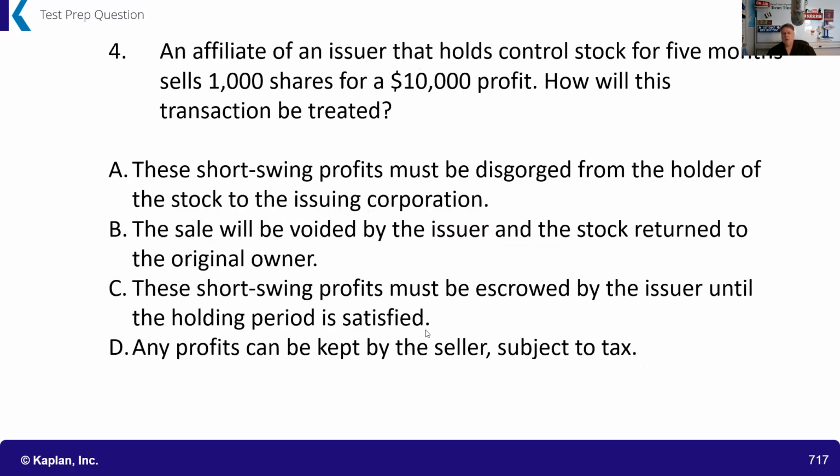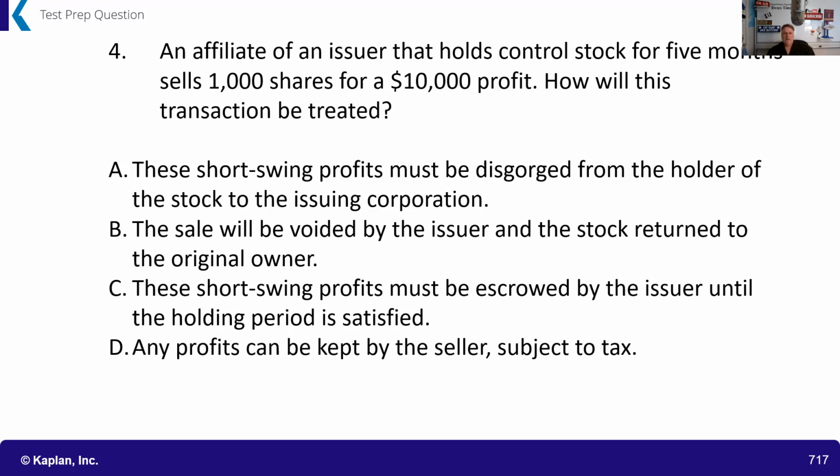An affiliate of an issuer holds control stock for 5 months. So control stock is all the stock held by control persons and their family members. The affiliate is a family member. And 5 months, the hold isn't about the stock. It's about the volume. So, be careful, though. We do have what's called the short swing profit rule. And so this 5 months could be meaningful because we're not going to allow insiders and affiliates who own control stock to make short swing profits. That might be what this is about. So we'll just file that away.